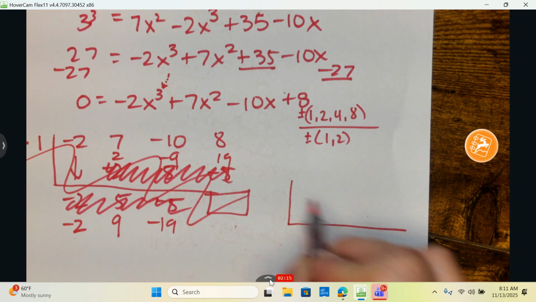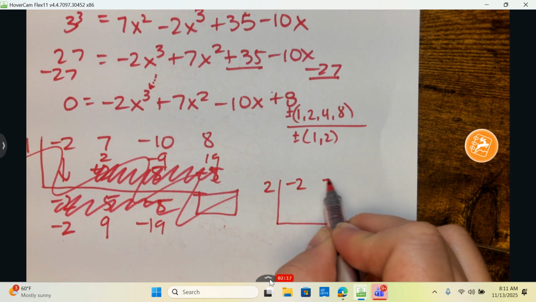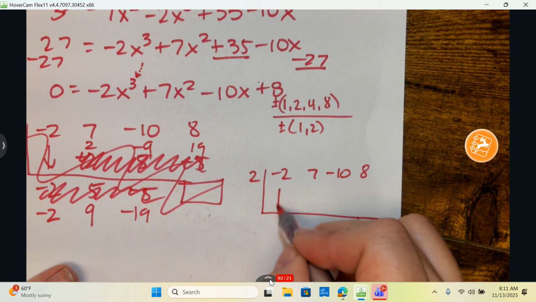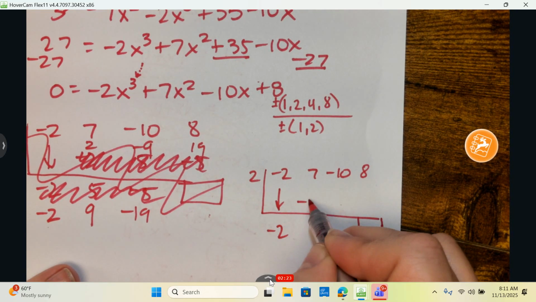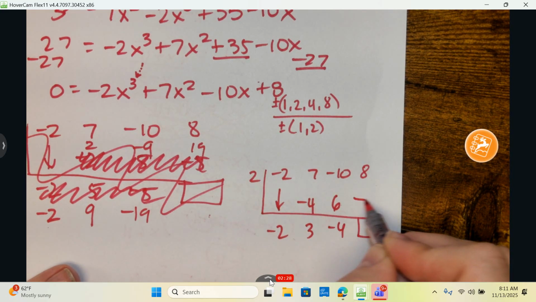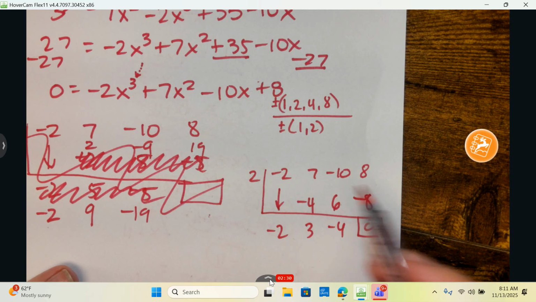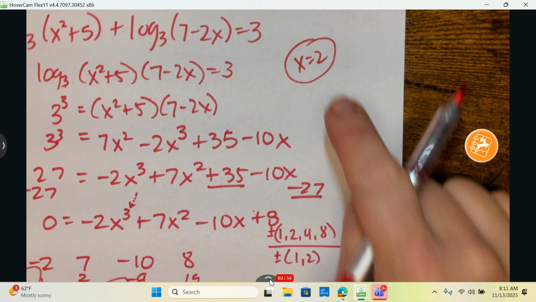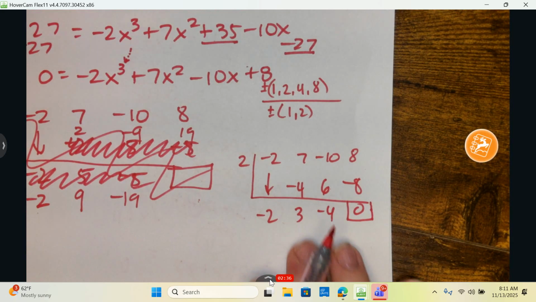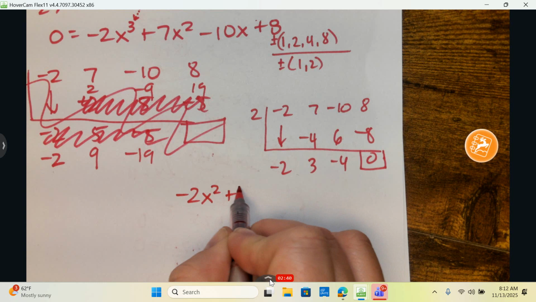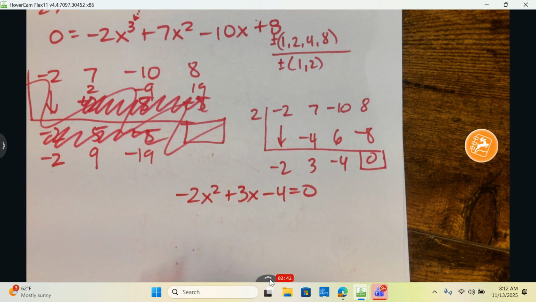Next, I'm going to test 2. So negative 2, 7, negative 10, and 8. Okay, dropping down. Multiply to get negative 4, add down to 3. Multiply to get 6, add down to negative 4. Okay, there we go. I can see that 2 is a solution. Now, remember, I still need to check it to make sure it's not extraneous, but I know that 2 works. What do I do with the remainder of this? So, negative 2x squared plus 3x minus 4 equals 0.